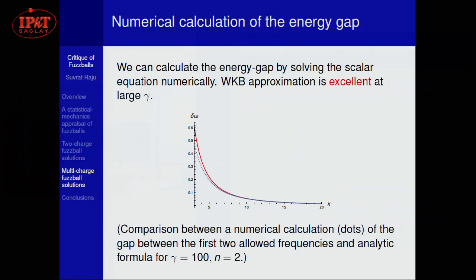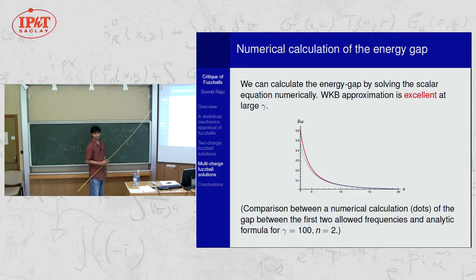You can ask what happens for general gamma; you have to solve the equation numerically. You can check, this is a function of delta omega versus kappa for gamma equal to 100. You could do it for different values of gamma numerically, but I don't have that plot. You can see that for large values of kappa, the WKB approximation is excellent. Of course, you could go to some general regime where both gamma and kappa are small, but it's fine to look at the regime of large gamma. And you see that the gap between frequencies is far too large to represent anything like the typical microstates.